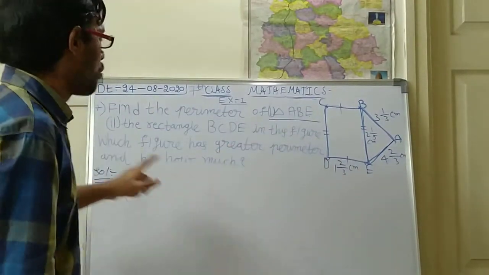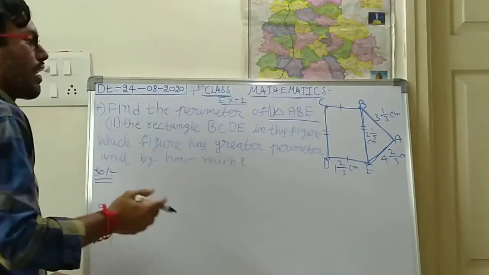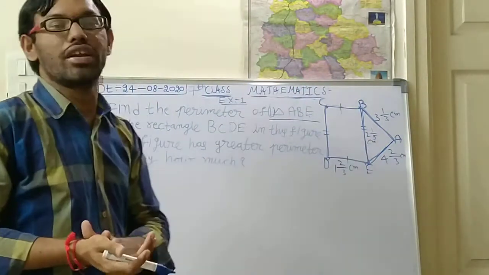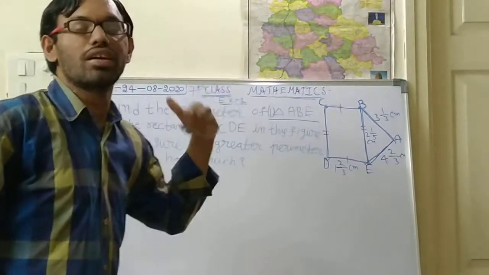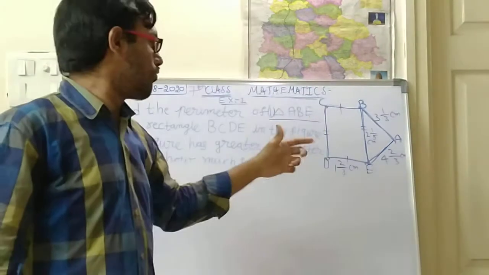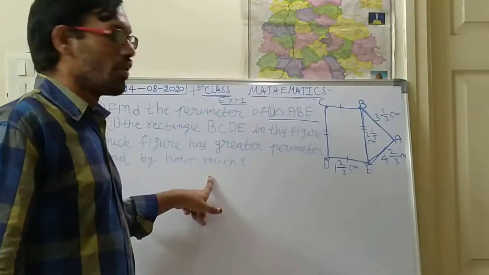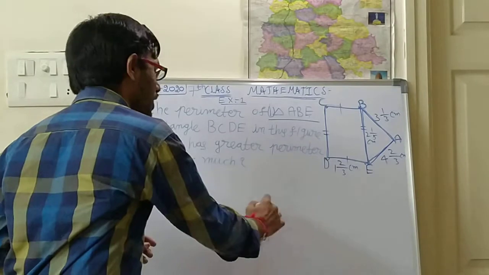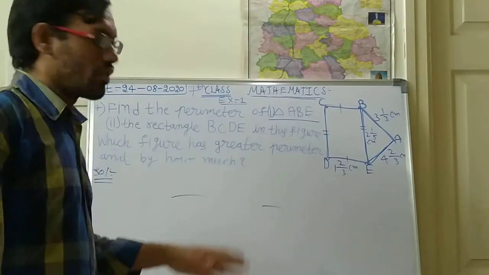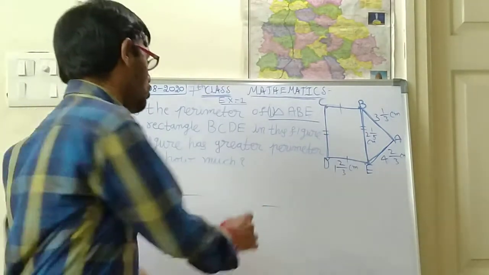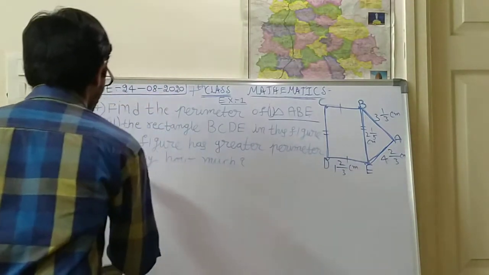After finding these two perimeters, what is being asked? Which figure has the greatest perimeter, and by how much? One will be less and another one will be more. By how much is this length more than the other? You should subtract these two perimeters, then only you will get the difference.